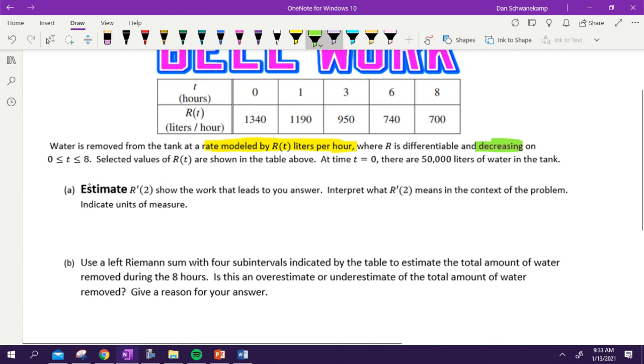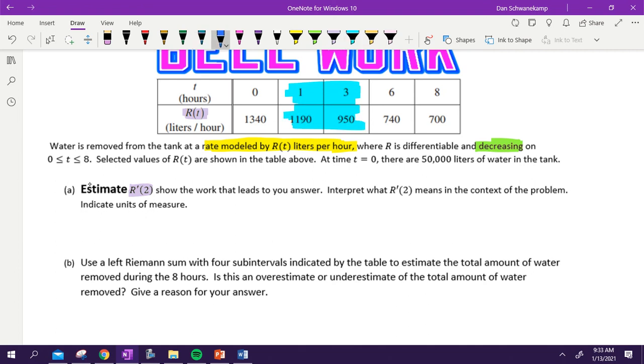So we are trying to estimate R prime. What is this a table of? R. So what do I need to do with R to find R prime? Slope. We are finding slope here. They're giving me values. I'm trying to find the derivative of it. I can't take the derivative of numbers, but I can find the slope. Which numbers up here am I going to use if I want to find R prime at 2? 1 and 3. We are doing slope using those two values.